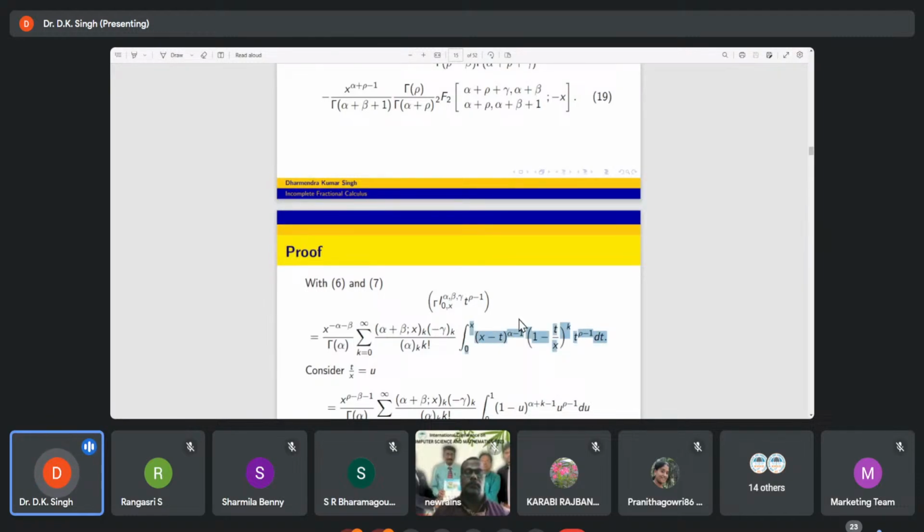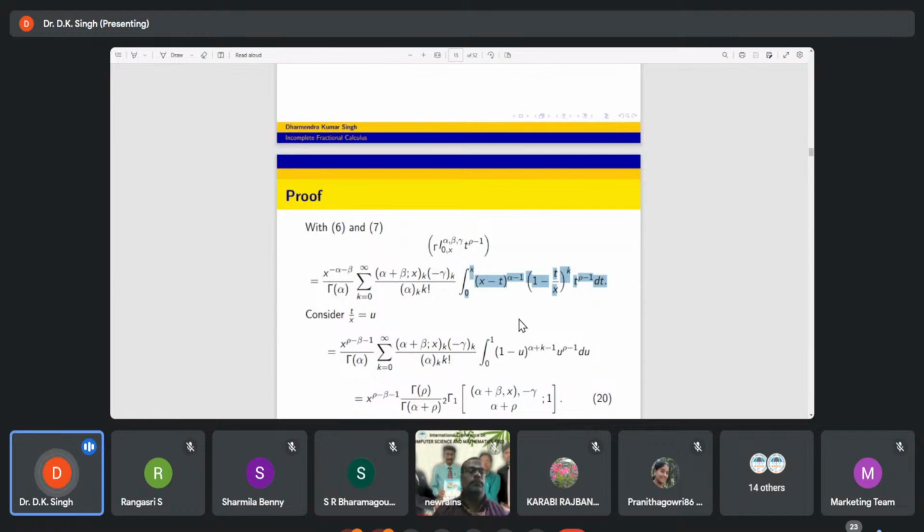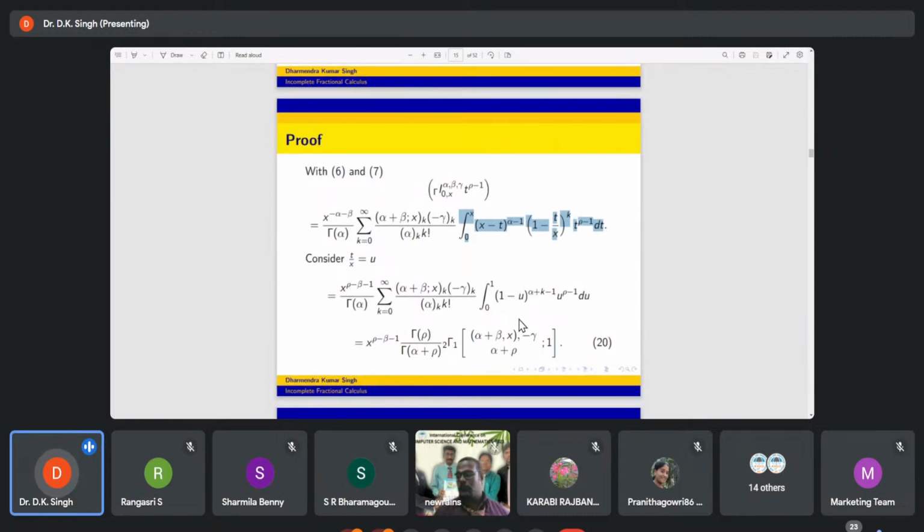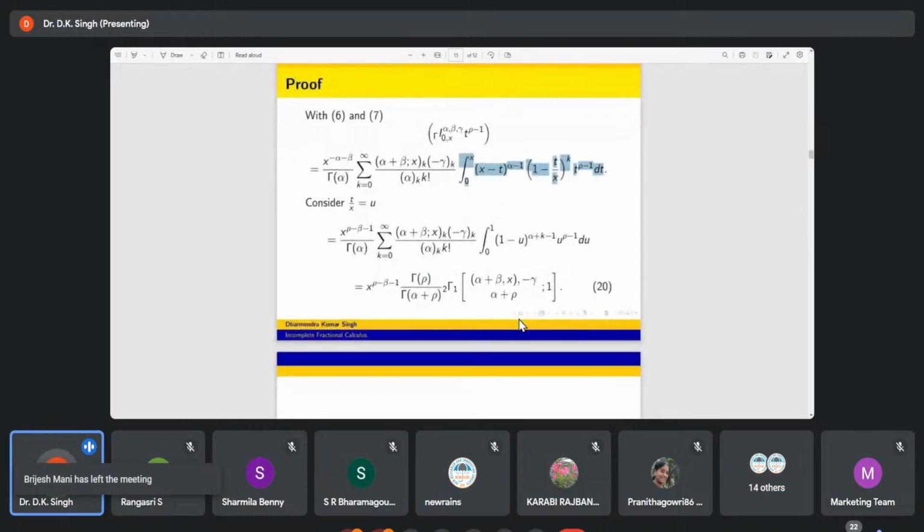And if you substitute t by x equal to u, you can represent this integral in the form of the beta function. So after using the beta function form, the whole expression changes into the incomplete hypergeometric function form.